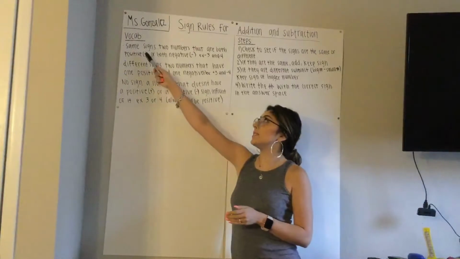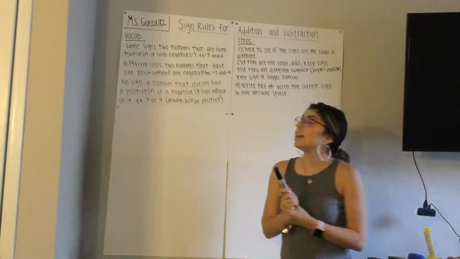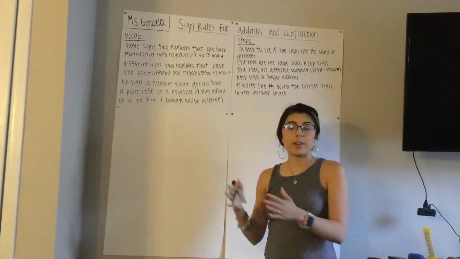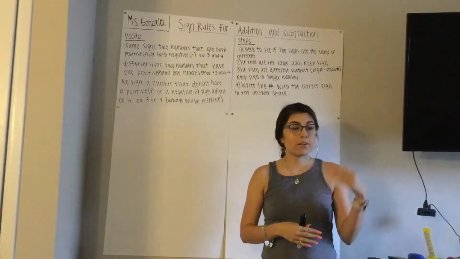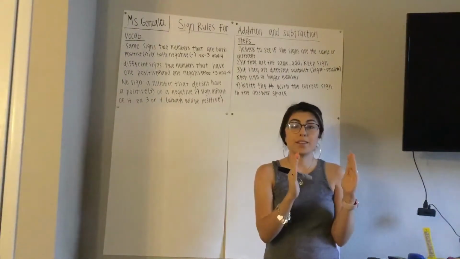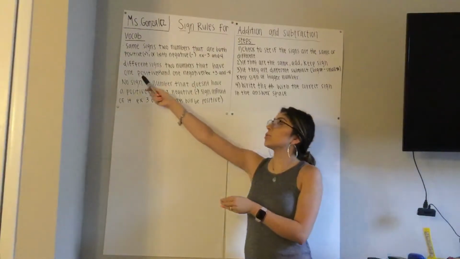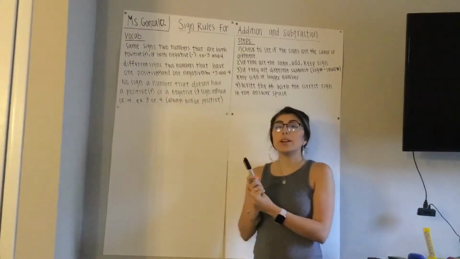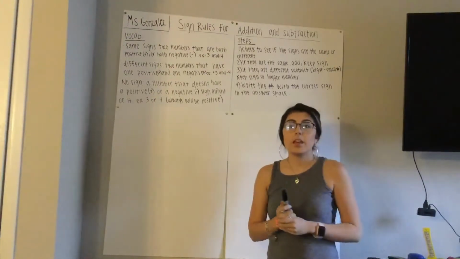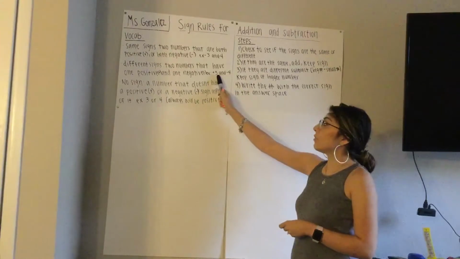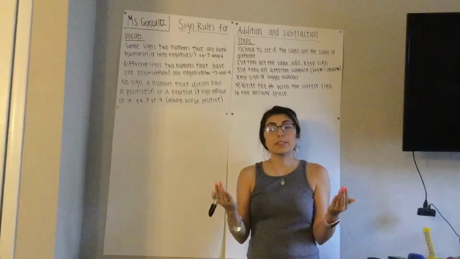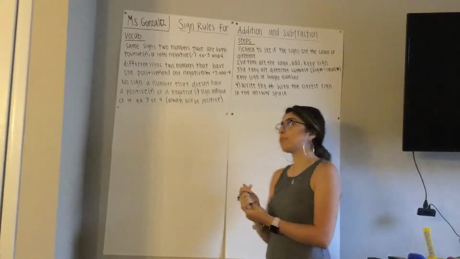Our first term is going to be same signs. These are going to be two numbers that are both positive or two numbers that are both negative. If you have 3 plus 3, that is a same sign problem. They're both positive numbers. Our next term is going to be different signs. This is going to be two numbers where one is positive and one is negative. An example of this would be positive 3 and negative 4. We have one positive, one negative. This is going to be a different sign problem.